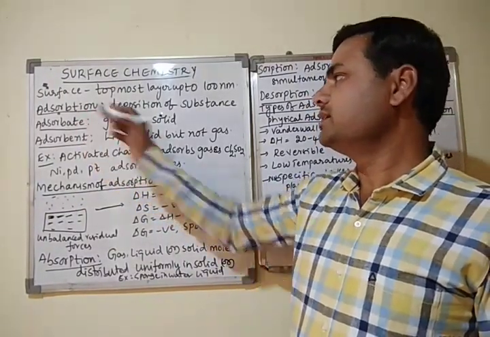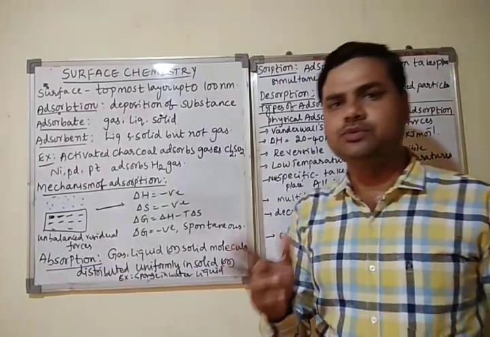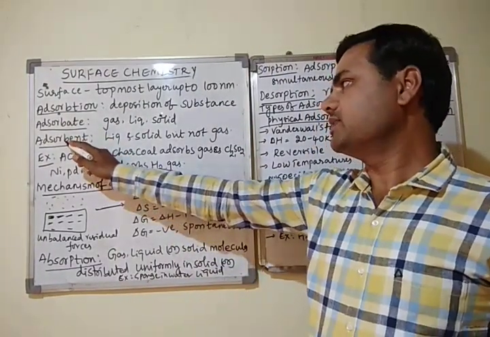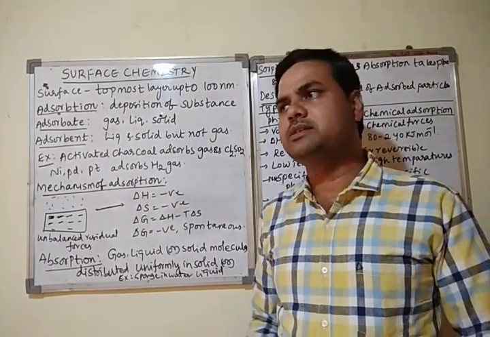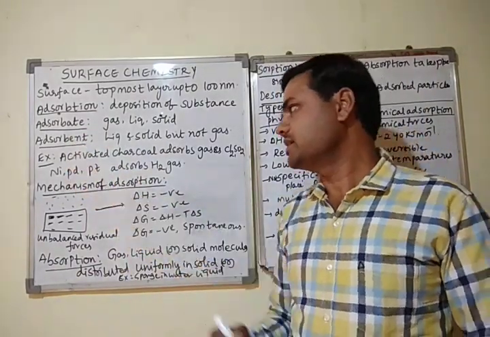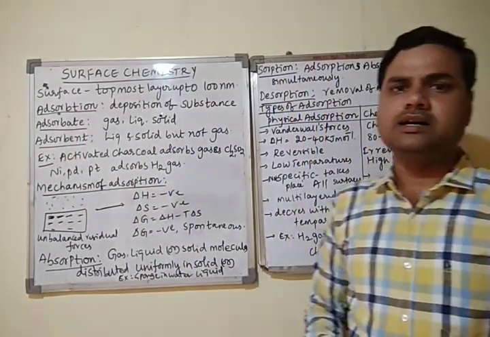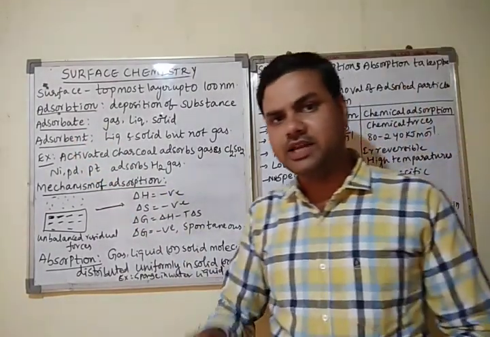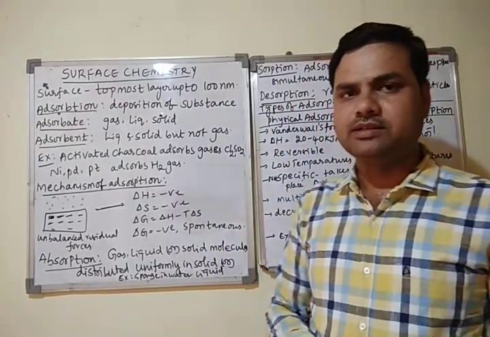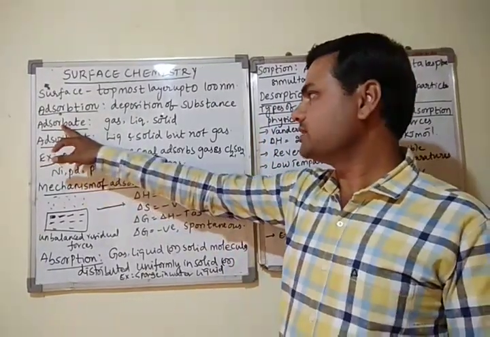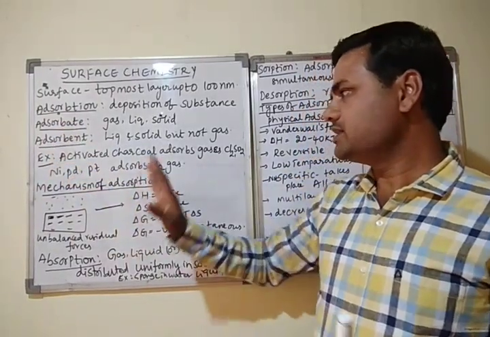And in case of adsorption, there are two very important things. First we have the adsorbate and second the adsorbent. What is meant by adsorbate? Adsorbate means the substance which is undergoing adsorption. That substance is called the adsorbate. You can see the definition here.